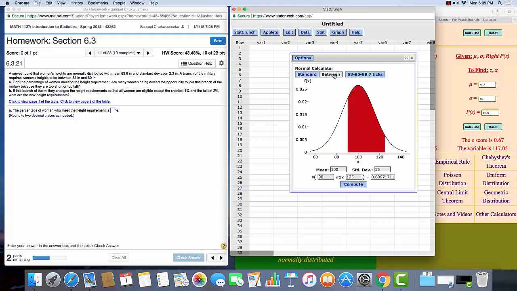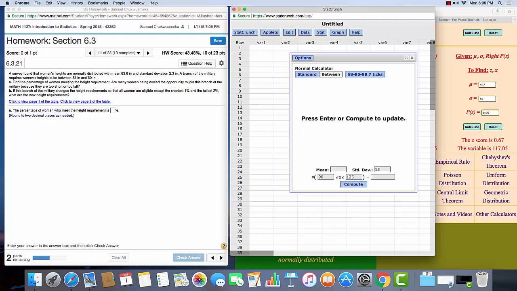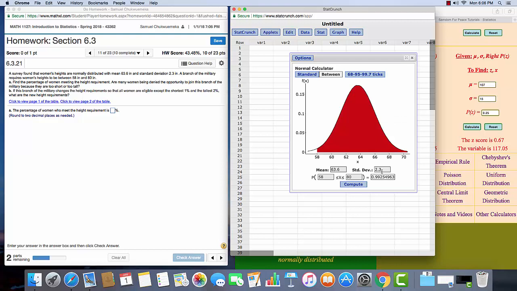So we're going to put between here. The mean is 63.6. Standard deviation is 2.3. And the percentage, or the probability, between 58 and 80. Then press enter. If you convert this to percent and leave it in 2 decimal places, it is 99.25%.